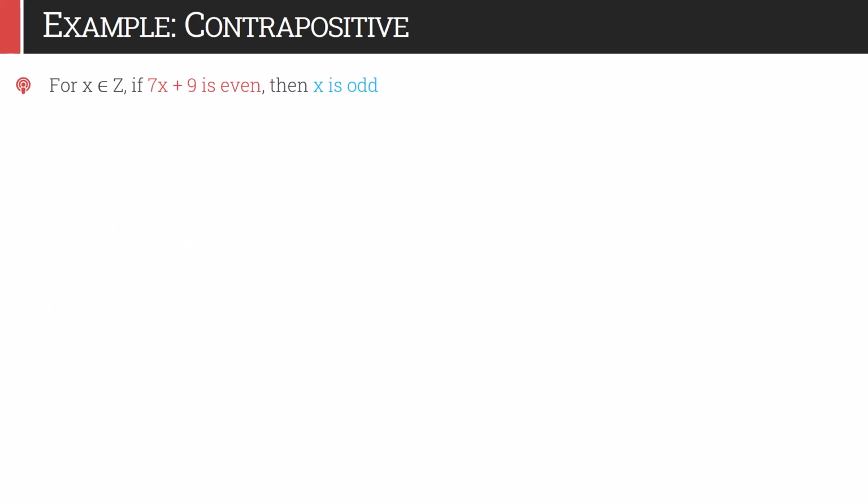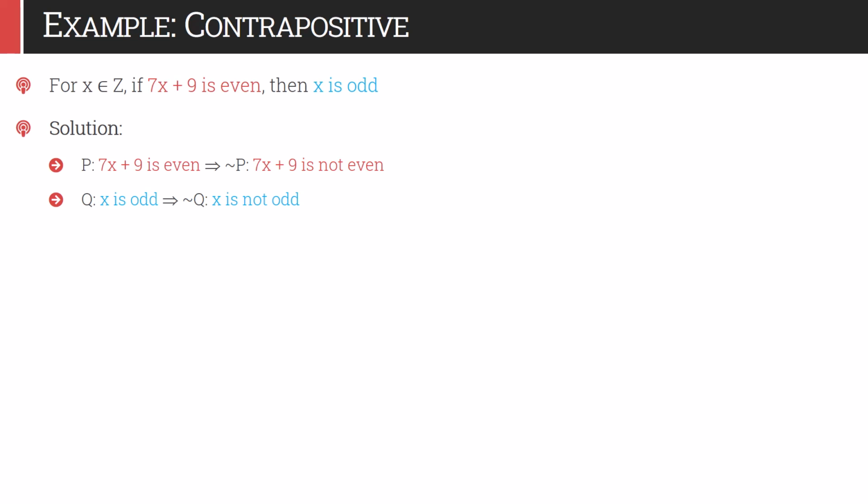Let us take one more example. For x belongs to Z, if 7x plus 9 is even, then x is odd. So again we will prove it using the contrapositive method. Here P is 7x plus 9 is even. So the negation of that would be 7x plus 9 is not even. And the conclusion Q is x is odd. So negation of that would be x is not odd.